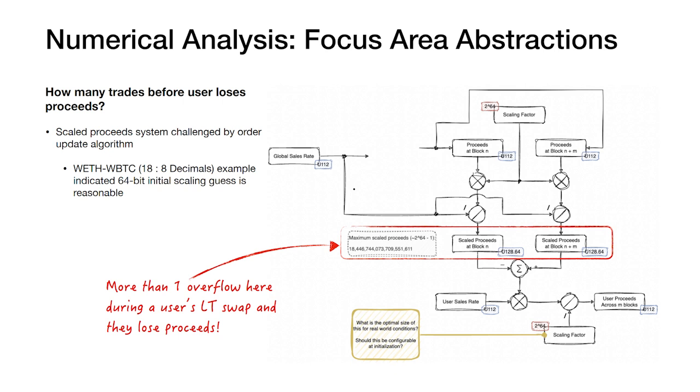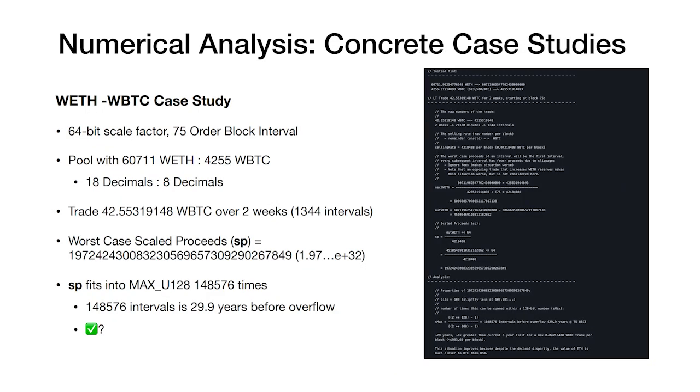So what I did was I thought, okay, I'll do a concrete example. I'll use wrapped ETH to wrap Bitcoin, and that has 18 to 8 decimals. Let's see how my 64-bit scaling example works. This is obviously way too complex to get into here, but basically we did the calculation math for that trade. We had a pool with about 60,000 wrapped ETH, 4,000 wrapped Bitcoin, and we traded 40 wrapped Bitcoin over 2 weeks. That's 1,344 nickels.